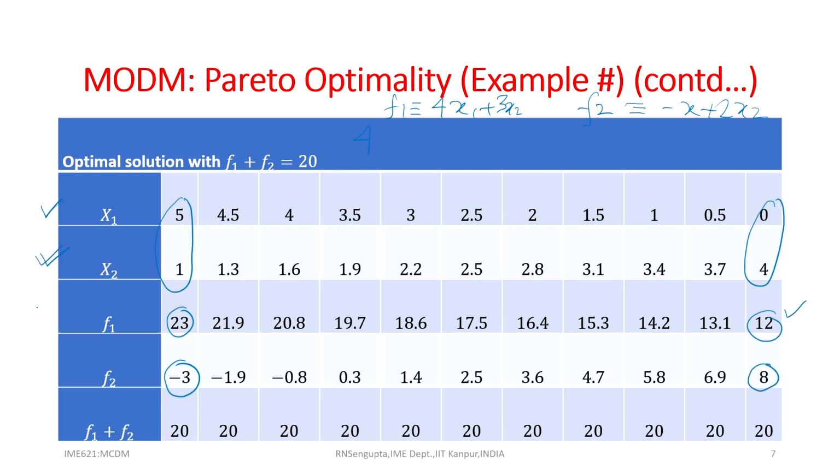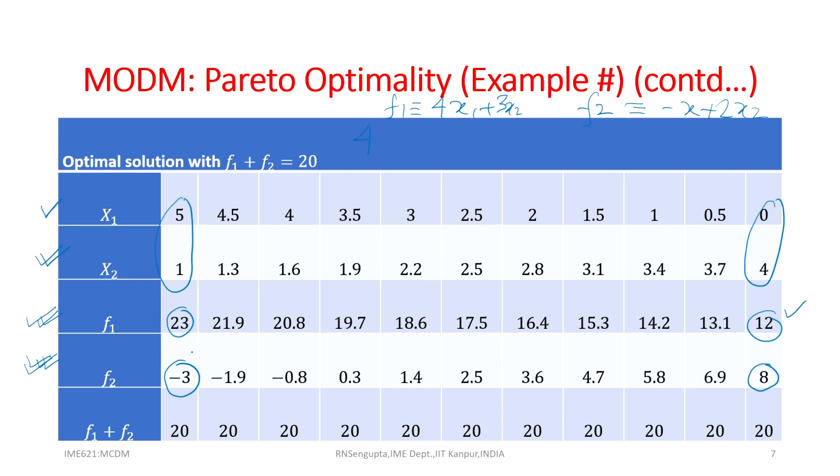And similarly, all the values on the third row, where I put a triple tick mark, and the fourth row, where I put 4 tick marks, would confirm the fact that I can get the values of f 1 as 21.9 and f 2 as minus 1.9 for a value of x 1 as 4.5, x 2 as 1.3. Similarly, for values of 4 and 1.6 for x 1 and x 2 respectively, I will get f 1 as 20.8 and f 2 as minus 0.8. Similarly, at the extreme for x 1 and x 2 respectively 0.5 and 3.7, I will get 13.1 for f 1 and 6.9 for f 2.